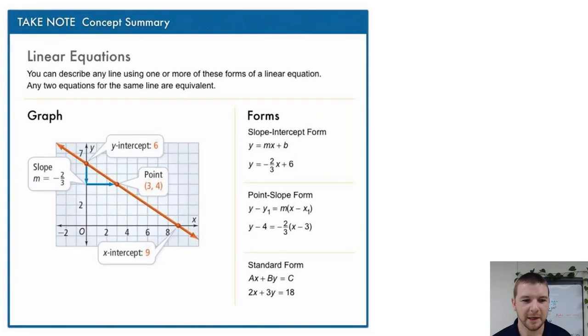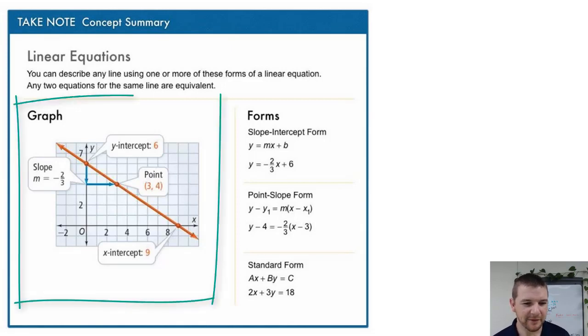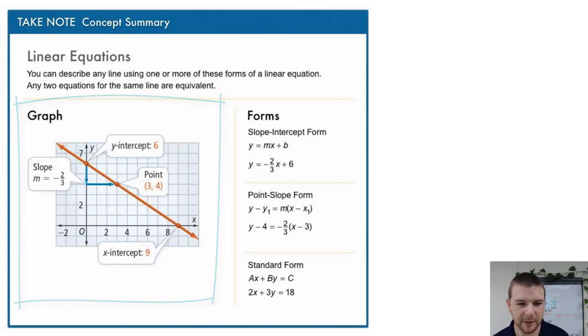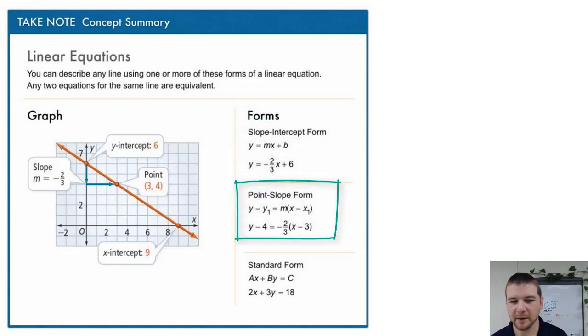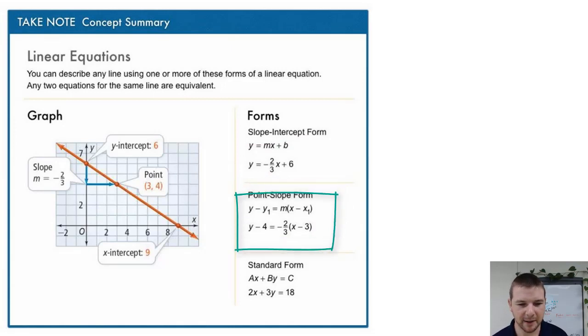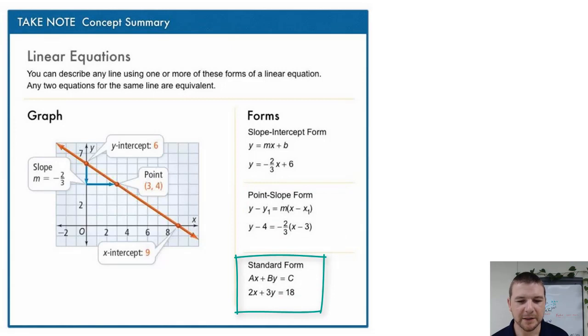Linear equations. You can describe any line using one or more of these forms of a linear equation. Any 2 equations for the same line are equivalent. So given our graph and the details at the left, we can use slope-intercept form, y equals negative 2/3 x plus 6, point-slope form, y minus 4 equals negative 2/3 times the quantity x minus 3, or standard form, 2x plus 3y equals 18.